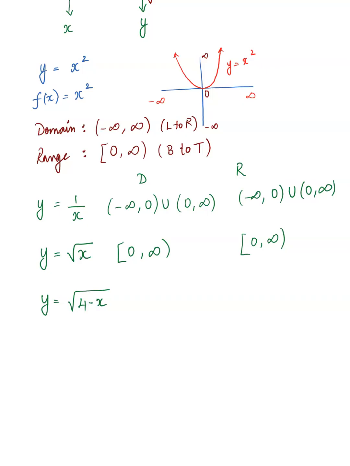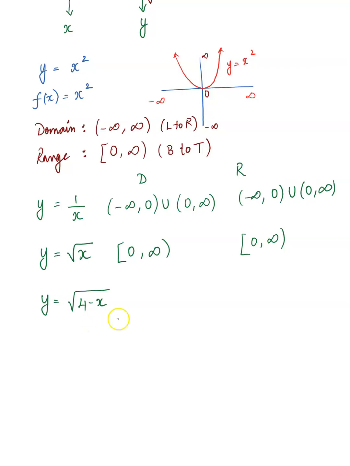So we can do that all the way up to 4, because once you reach 4, 4 minus 4 is 0, that is good. But once you go past 4, if you take the value, let's say 5, 4 minus 5 is negative 1, and the square root of negative 1 is undefined. And therefore, we can see that from the graph.